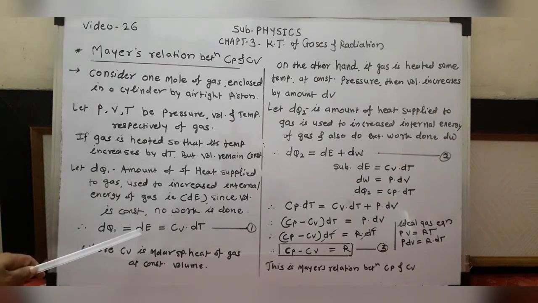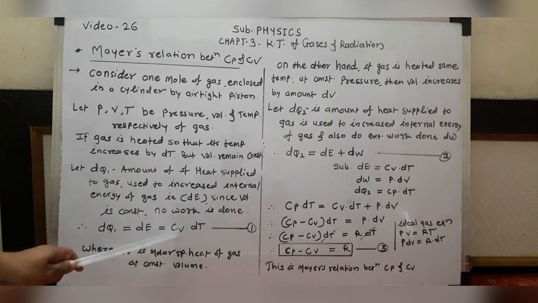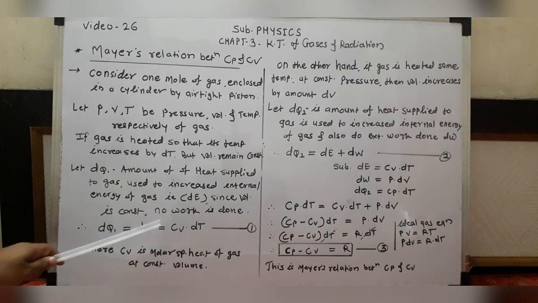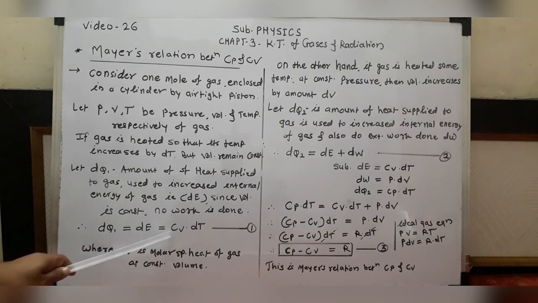This amount of heat is at constant volume, therefore we can write Cv into dT. Its temperature increases and volume remains constant. Therefore dq1 is equal to dE, the increase in internal energy, which is equivalent to Cv dT, and that is equation number 1, where Cv is the molar specific heat at constant volume. Cv remains constant.